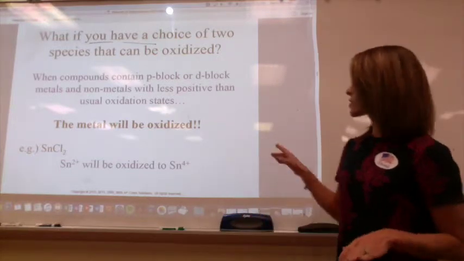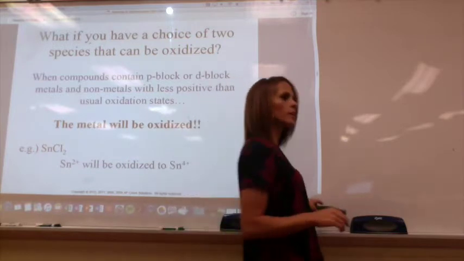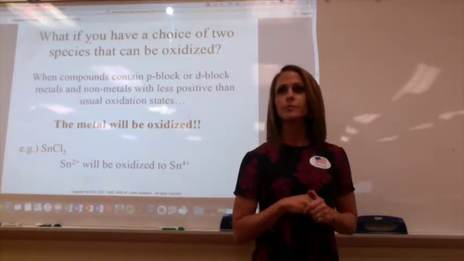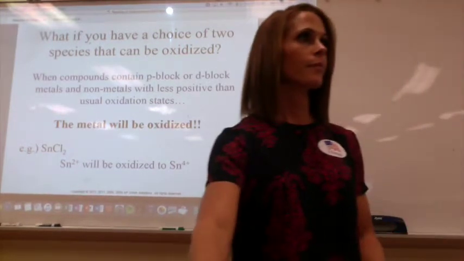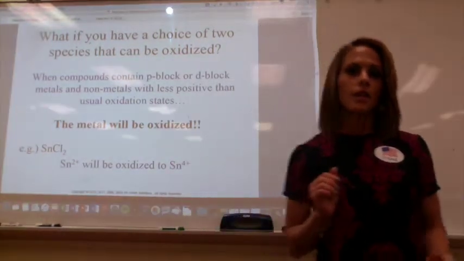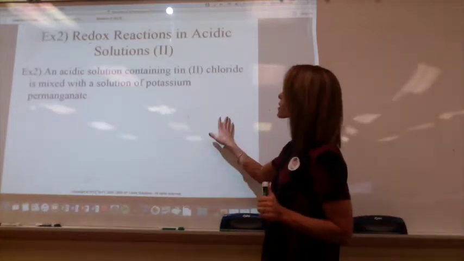All right, so this slide says if you have a choice between the metal and the non-metal being oxidized, what do you choose? The metal is always oxidized. What are you looking for? All right, so let's look at the redox reactions in acidic solutions.